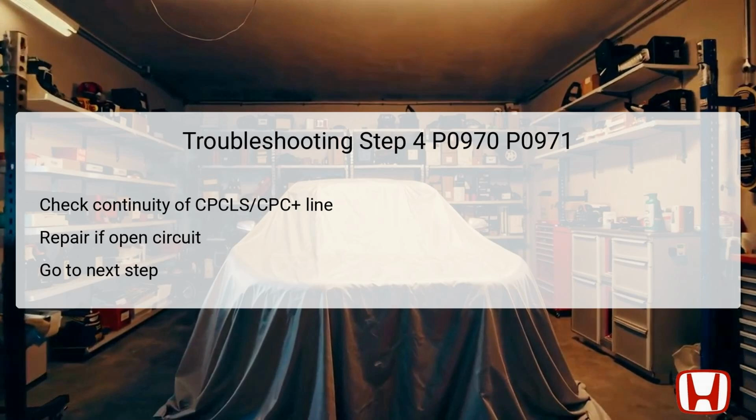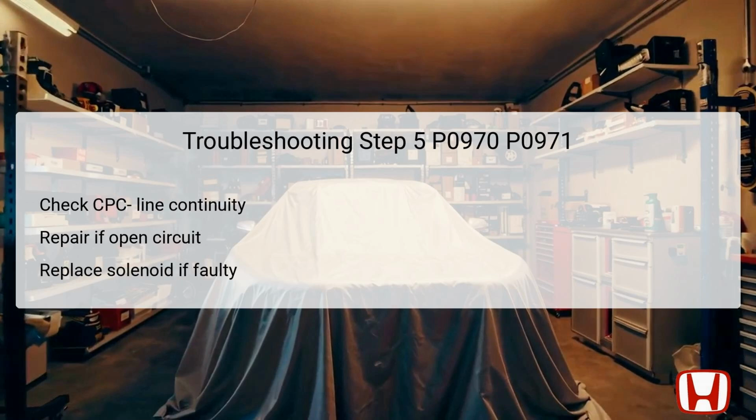Test point 1 is located at the female terminals of the 2P connector, while test point 2 is at TCM connector number 13. If continuity is found, it indicates that the CPCLS CPC Plus wire is functioning properly, allowing you to proceed to the next troubleshooting step. Conversely, if continuity is not present, this suggests an open circuit in the wiring between the solenoid valve and the TCM, requiring necessary repairs to rectify the faulty line.